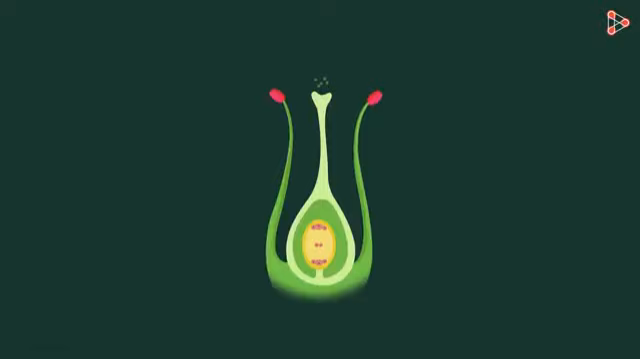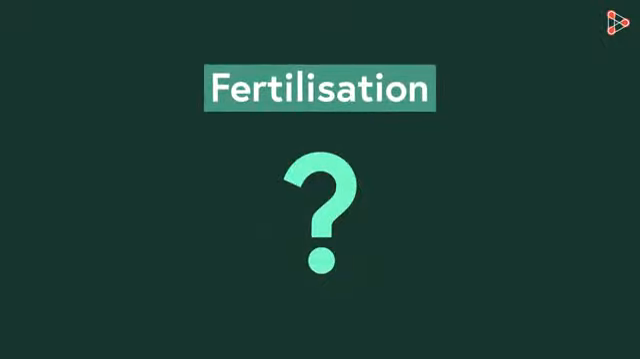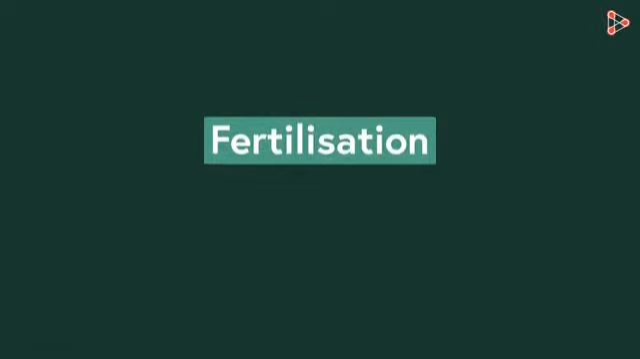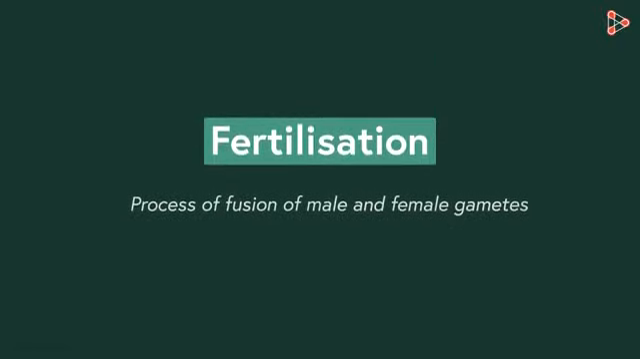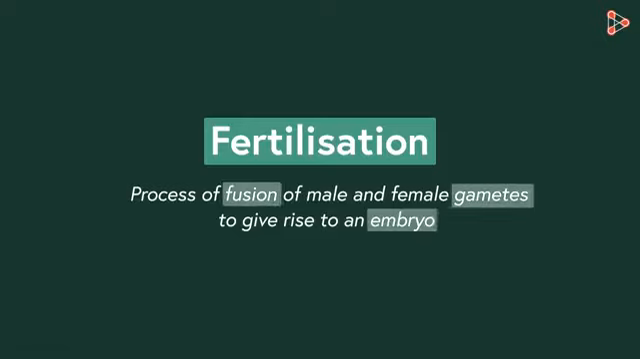Now let us see what exactly happens after pollination. The next and the most important step is that of fertilization. Now, what's this process exactly? Fertilization is simply the process of fusion of the male and the female gametes to give rise to a new embryo. Before understanding this process, let's understand these terms which are new for us.